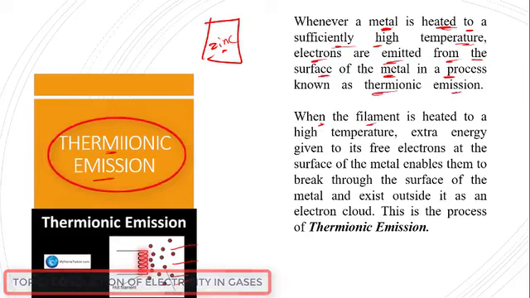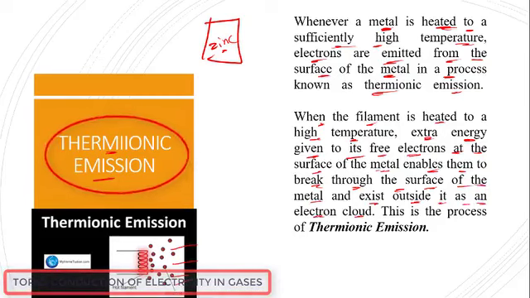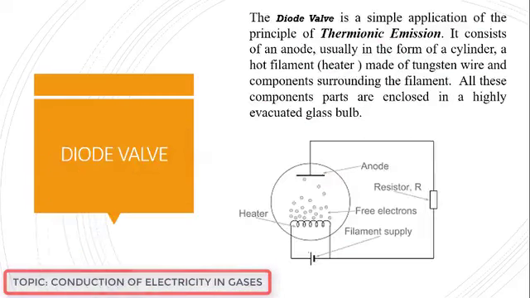Now, when the filament is heated to a high temperature, extra energy is given to its free electrons at the surface of the metal, and this enables them to break through the surface and exist outside it as an electron cloud. So this summarizes everything we need to know on thermionic emission.